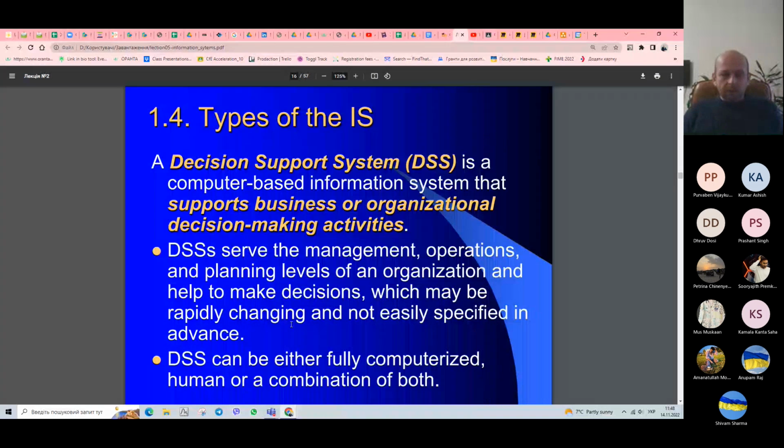A decision support system is a type of information system. It is a computer-based information system that supports business or organization decision-making activities. It serves the management, operation, and planning levels of an organization and helps to make decisions which may be rapidly changing and not easily specified in advance. A decision support system can be fully computerized, human, or a combination of both.